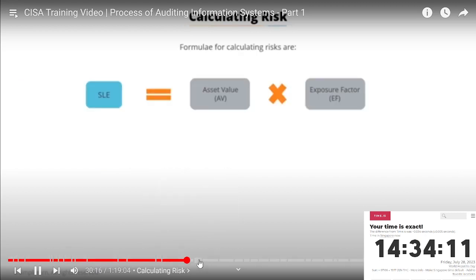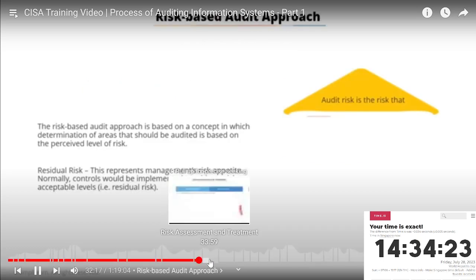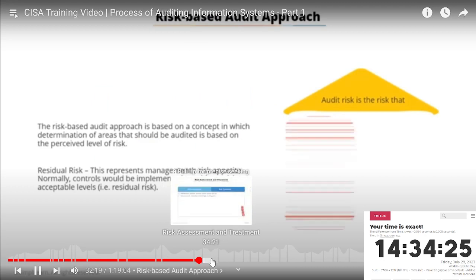Single loss. What is risk? Well, you take the probability of something happening times the cost if that happened. For example, what would it cost you risks from outside threats? These are risks, for example, risk.